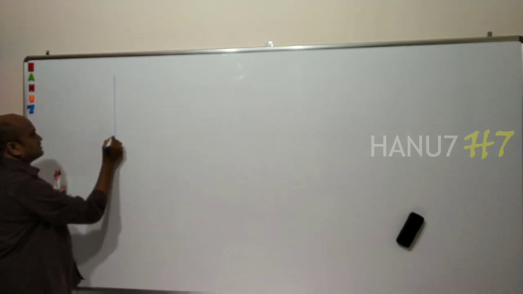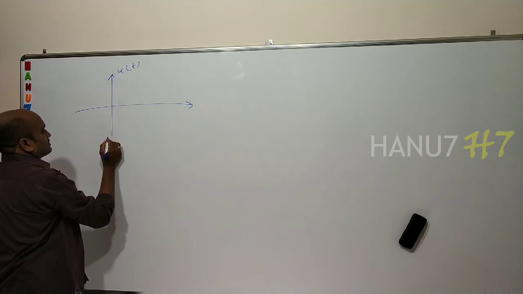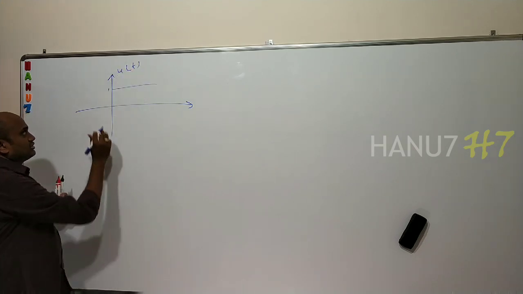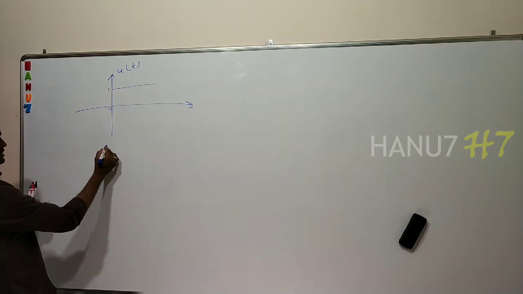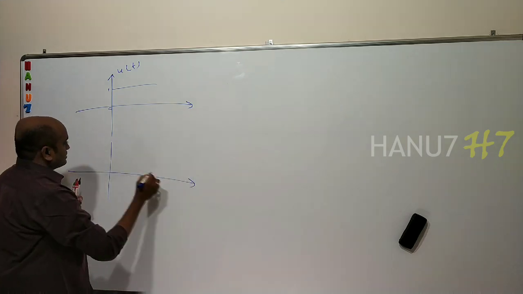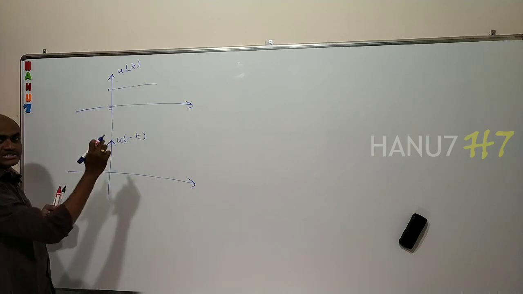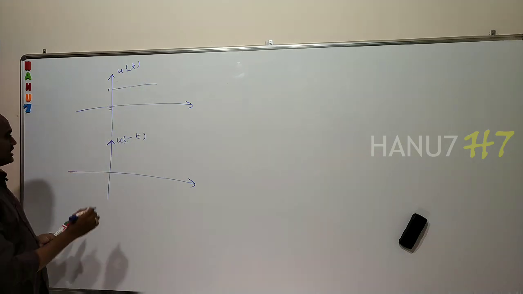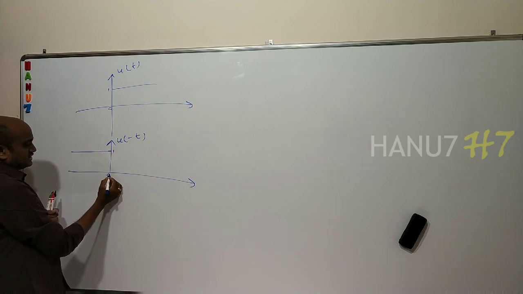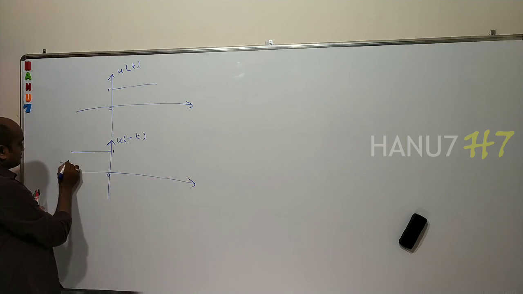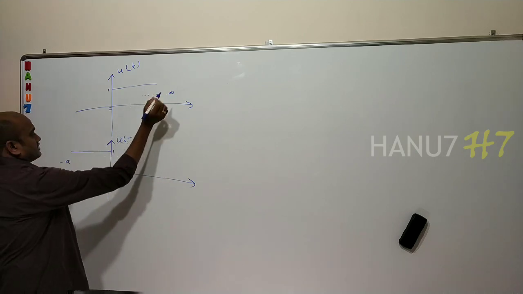So first let me draw what is a unit step. This is unit step u of t. Amplitude is 1 and signal is starting from origin. The folding operation of this unit step is u of minus t. T is getting replaced by minus t and it looks like this. It starts at 0 and it continues up to minus infinity. Here it continues up to plus infinity.